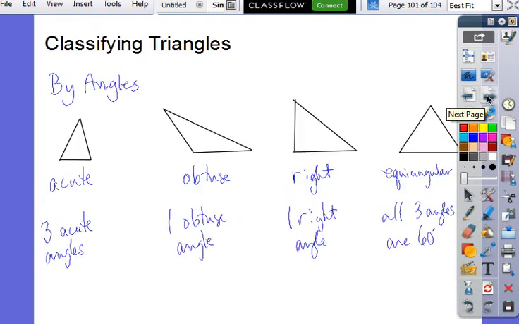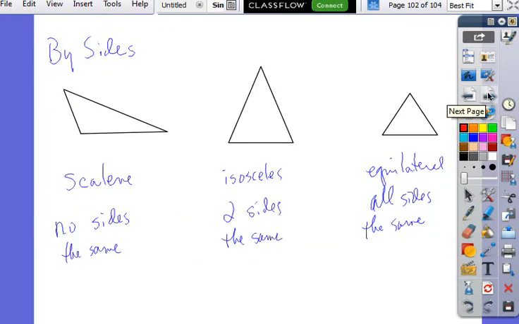We should already kind of know this. If I want to classify a triangle by its angles and sides, what are we doing first here? Angles. Acute, all 3 are small, less than what? 90. Obtuse has 1 that is bigger than 90, but the other 2 are still less than 90. Right triangle has 1 right angle. Equiangular, what does the equal part mean? They're all the same. They're all 60. If I want to do it by sides, scalene, no sides the same. Isosceles, 2 sides the same. Equilateral obviously means all sides are equal.